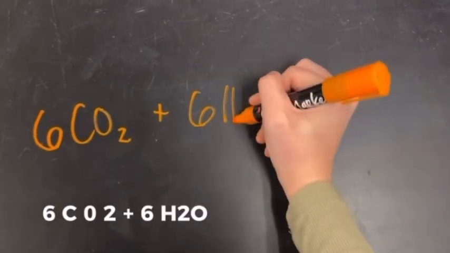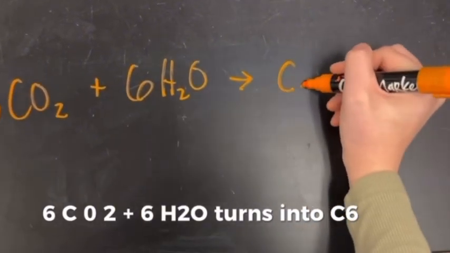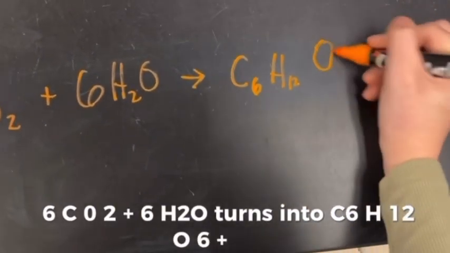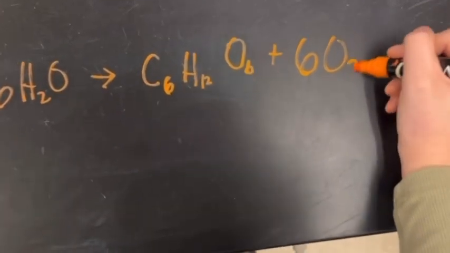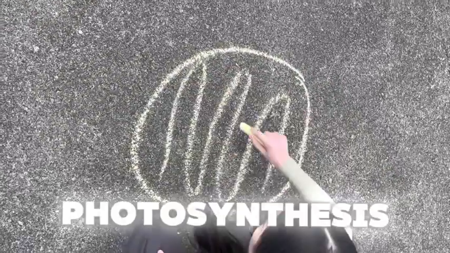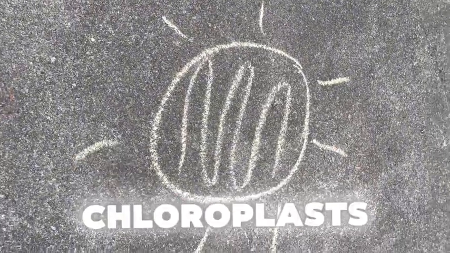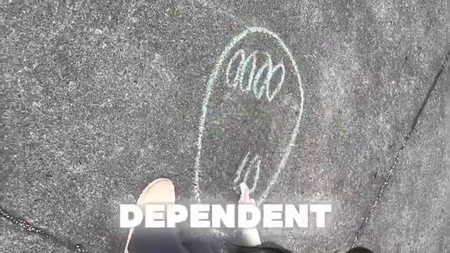6CO2 plus 6H2O turns into C6H12O6 plus 6O2. Sunlight plays a crucial role in photosynthesis as it provides chloroplasts with energy during light-dependent reactions.